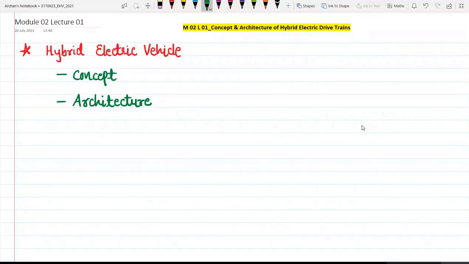Okay, welcome to the course on hybrid electric vehicles. In today's lecture, we are going to cover the concept and architecture of hybrid electric vehicles. Up till now, we have seen the architecture of electric vehicle as well as IC engine vehicle. And as I have told you, whenever these two technologies, IC engine technology and electric vehicle technology, are combined together, it will form a new type of vehicle which is known as hybrid electric vehicle.